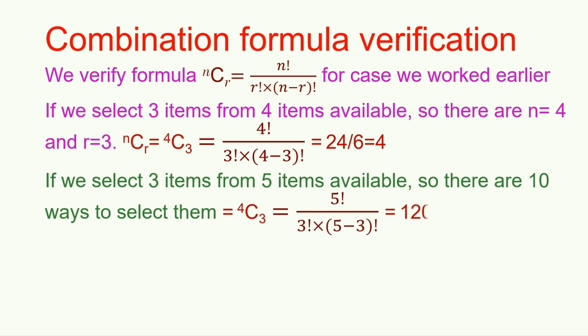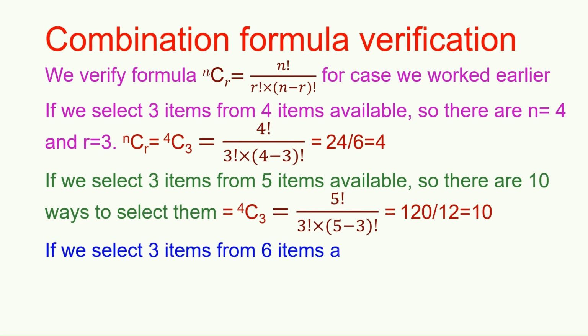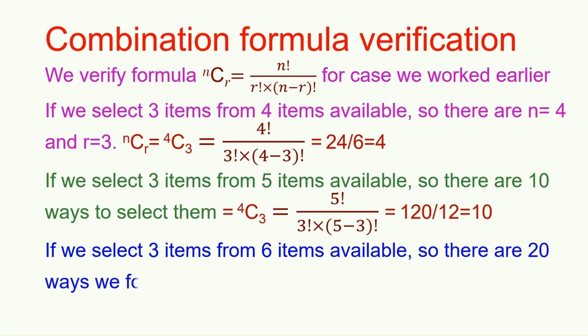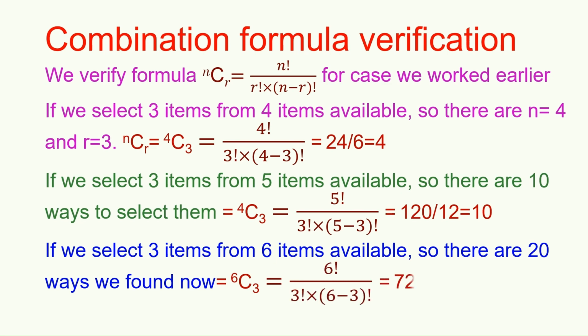If we select 3 items from 5 items available, there are 10 ways to select them. n equals 5. 5C3 equals factorial 5 divided by factorial 3 times factorial 5 minus 3 equals 120 divided by 12 is equal to 10. If we select 3 items from 6 items available, there are 20 ways we found. n equals 6. 6C3 equals factorial 6 divided by factorial 3 times factorial 6 minus 3 is equal to 20.